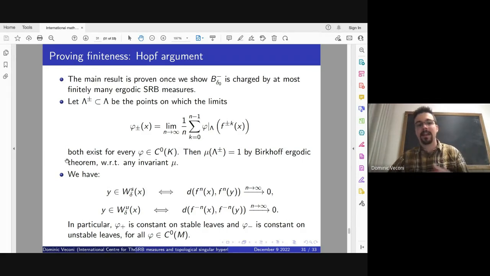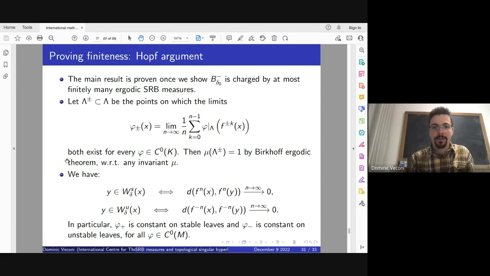Now, if you're in the same unstable leaf, then going backwards, you're getting close together. So phi minus, the backwards average, is constant on unstable leaves, on unstable manifolds. And the forward average is constant on stable manifolds for the same reason. On the same stable manifold, you get closer together. So phi plus, the forward average, is constant.